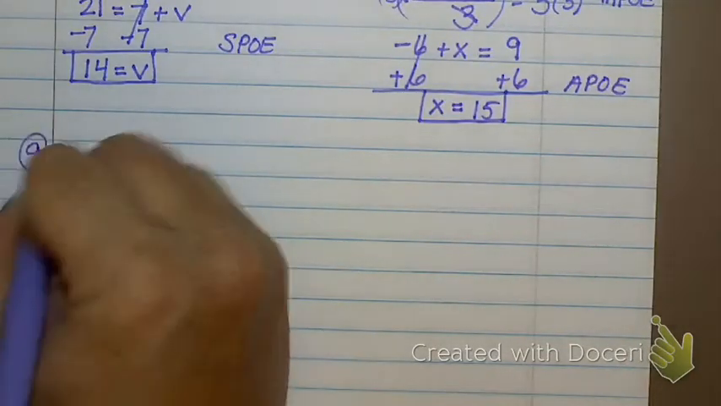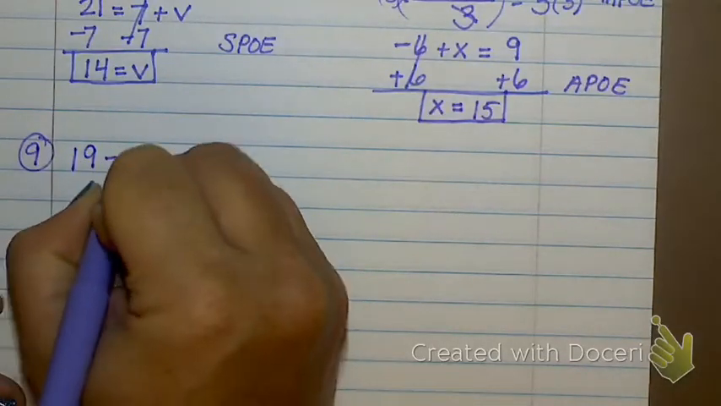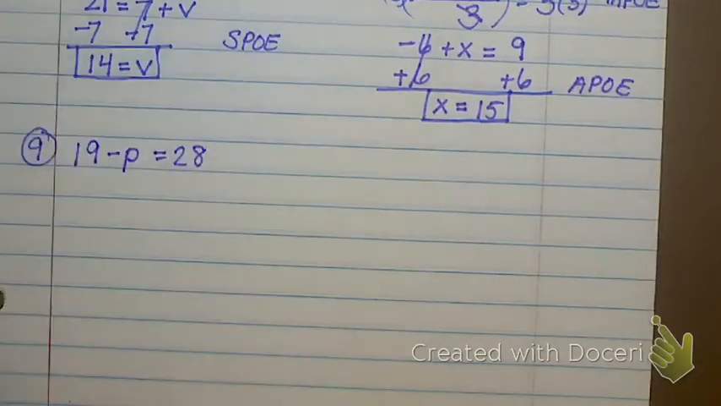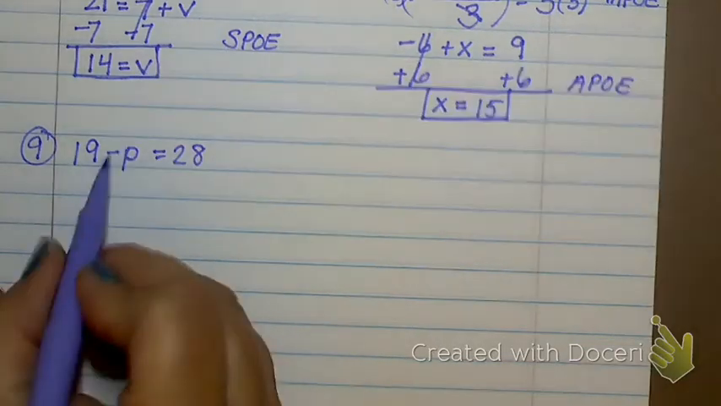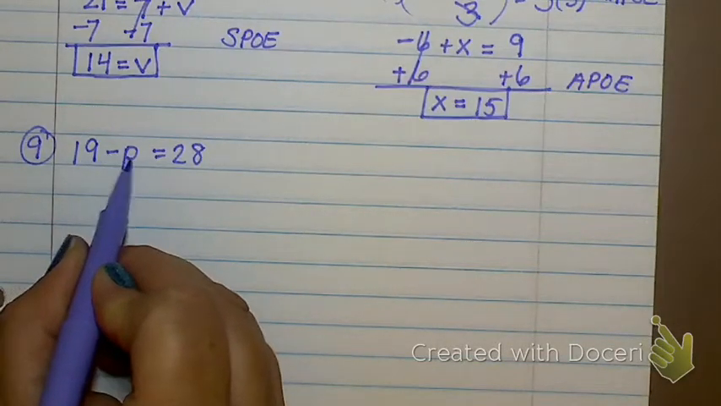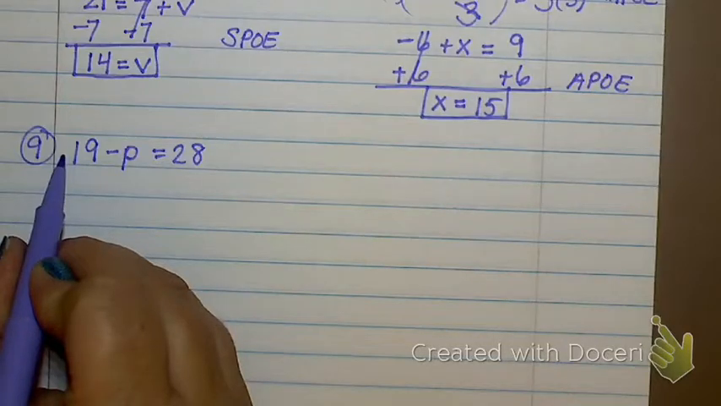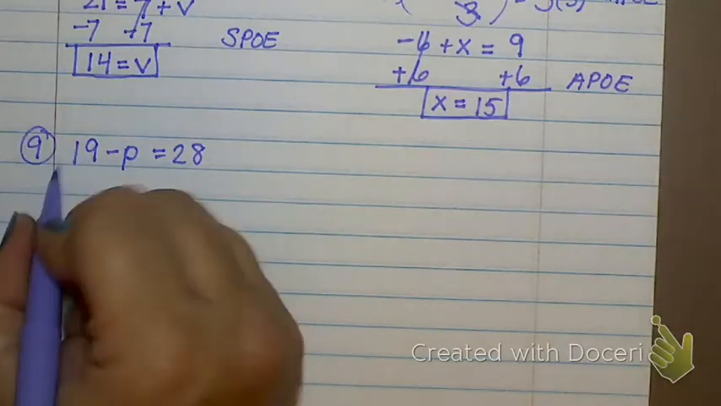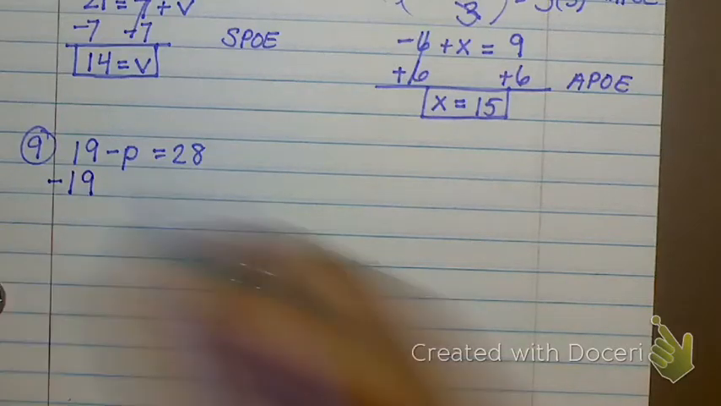Number 9. This almost looks like a one-step equation, doesn't it? What am I going to do first? I will get people that ask me if I add 19. Now I want you to remember that the sign always goes with the number behind it. So this minus sign is with what? The P. What's the sign of the 19? Positive. So I need to subtract to get it to cancel out.